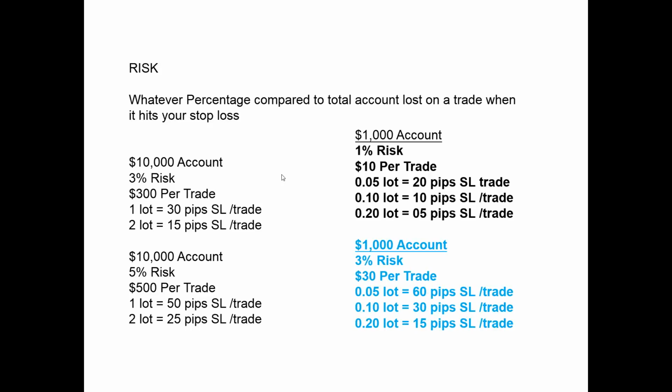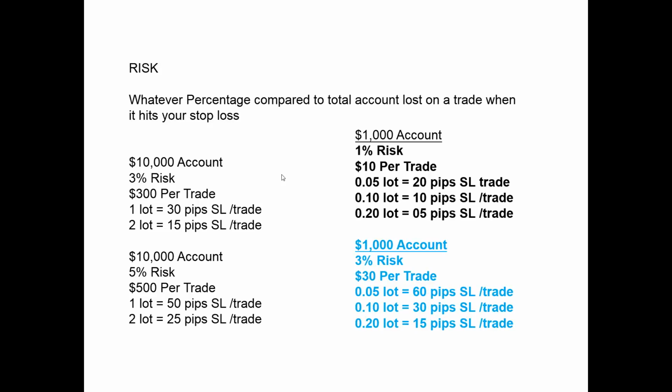Okay, so your risk is going to be whatever percentage compared to your total account is lost on a trade when it hits your stop loss. So it's very simple, guys. That's all your risk is. It's whatever percentage you lose compared to your total account when your stop loss gets hit.